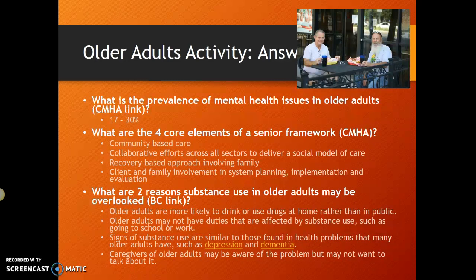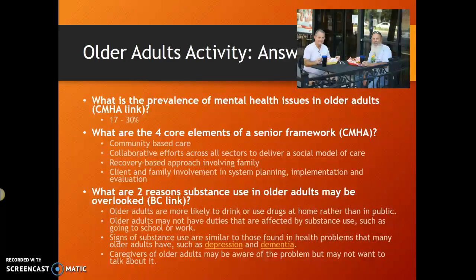And then recovery-based approach should involve the family and caregivers. And lastly, the same sort of theme, that client and family involvement in system planning, implementation, and evaluation is necessary. So we don't want to look just at the individual and then throw them back into the environment that might have been triggering for all their mental health and or addictions concerns. We want to involve the entire family and caregivers to help educate them in the treatment of the individual.